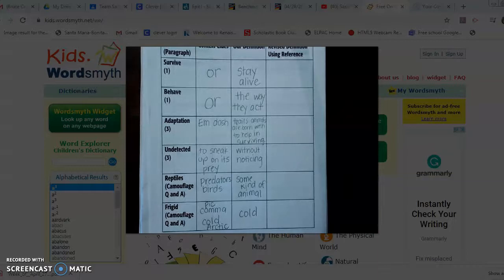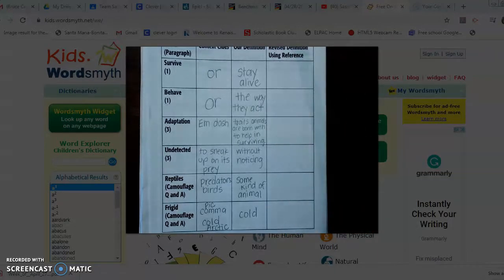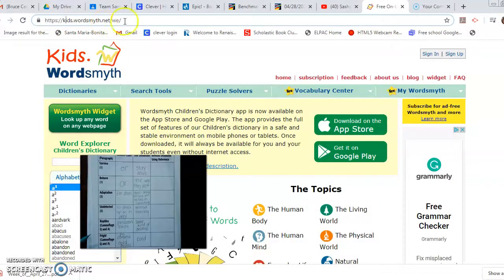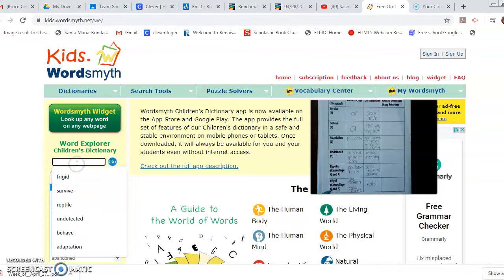So to finish off the last section of our activity, and this is your assignment for today, was to finish up this side here. You are going to go to the website kids.wordsmith.net. In order to complete this activity, you're going to type in the words survive, behave, adaptation, undetected, reptiles, and frigid, one word at a time, into the word explorer right here. So I'm going to start with the word survive.